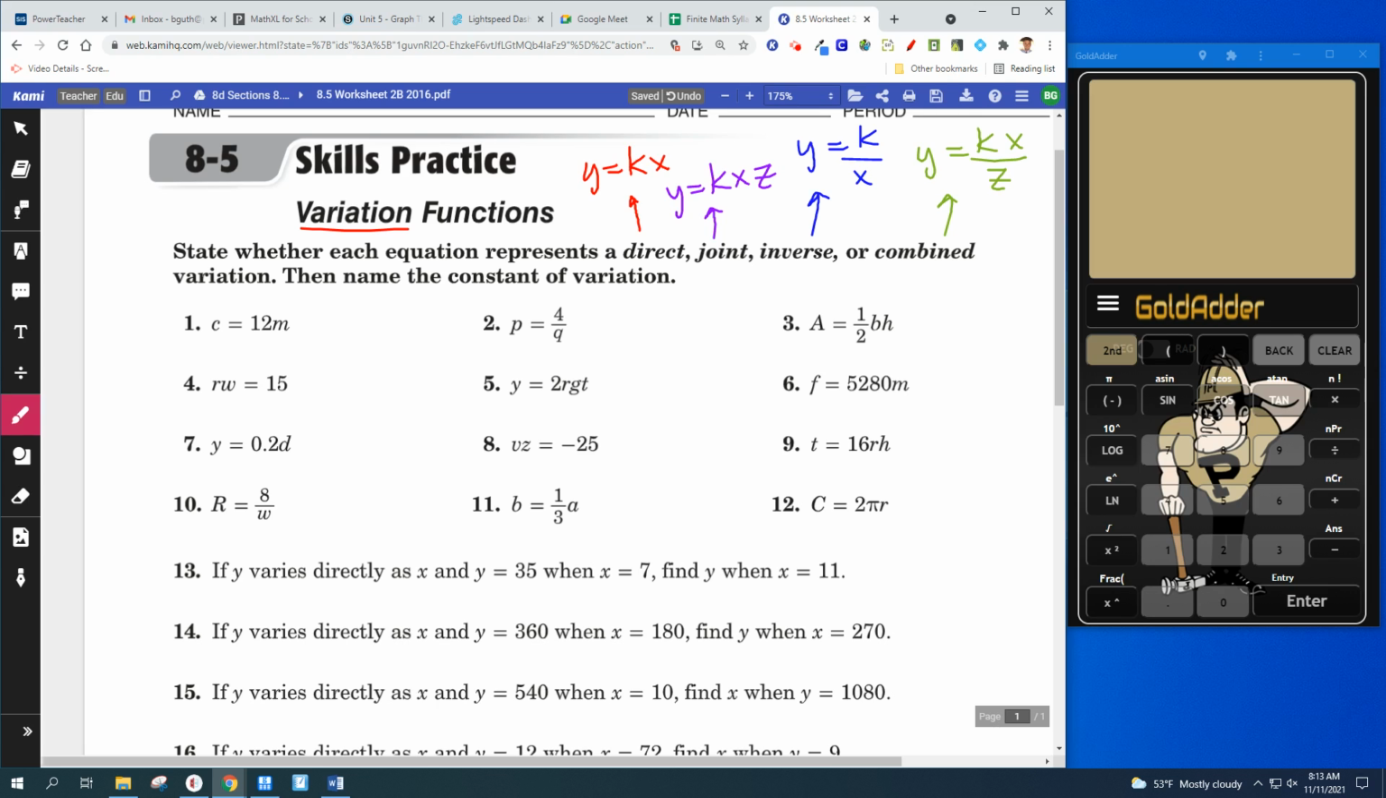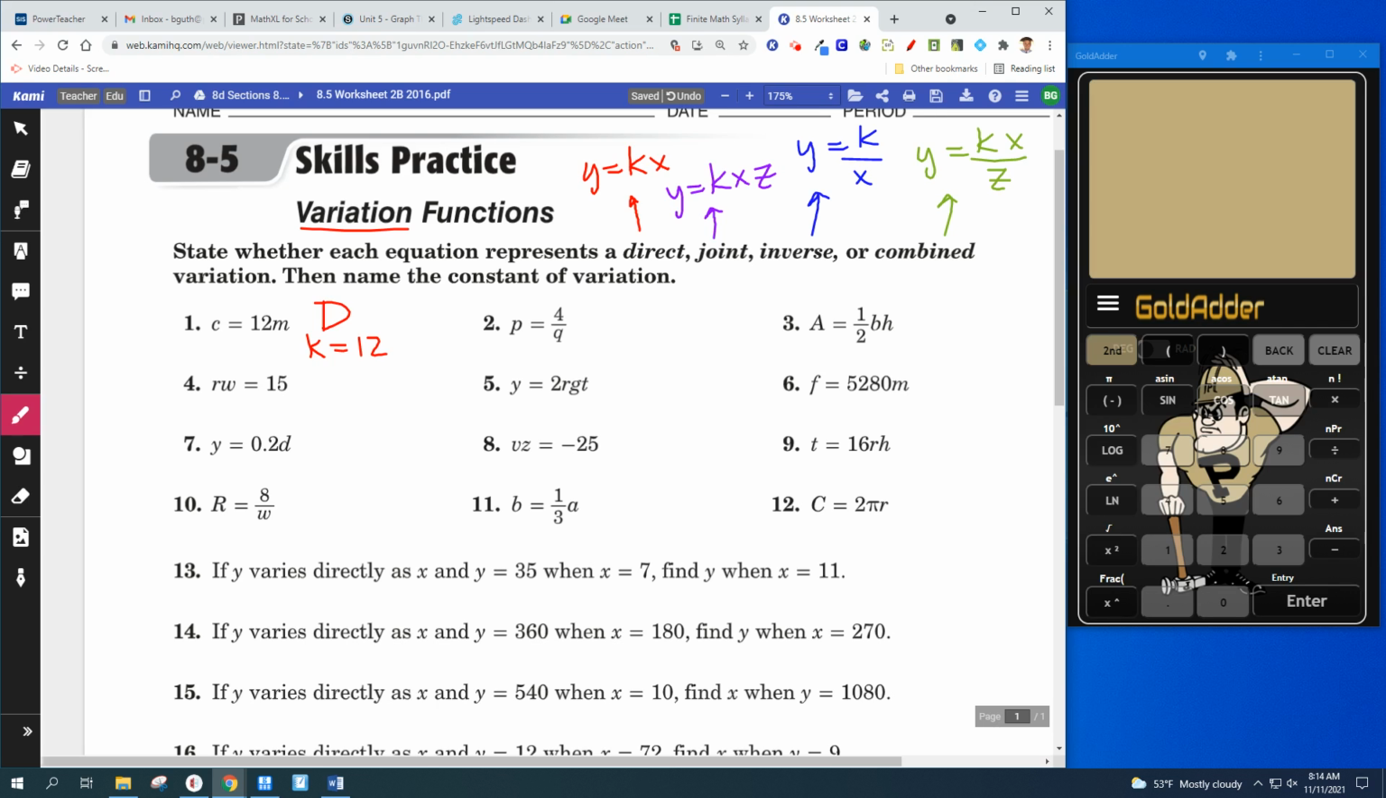All right. So the first problem set says state what type you're looking at. Well, the first one's pretty easy because you can see that it's multiplication. It's 12 times m. So 12 times m, that's like the red one, right? That's direct. So let's just put D for direct. And then it says, then name the constant of variation. All that is the number, k equals 12. Easy peasy.